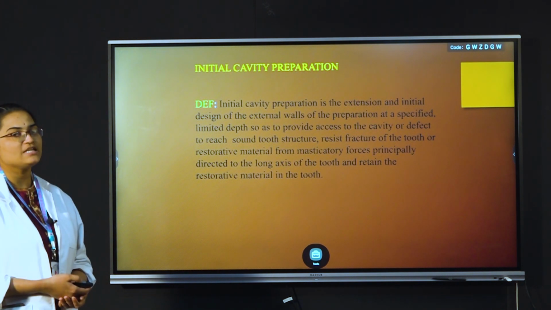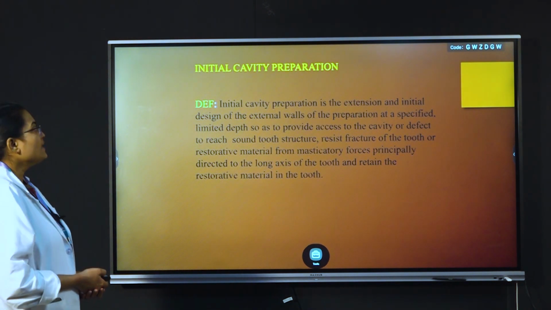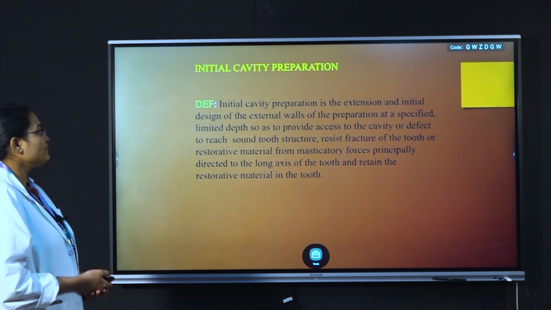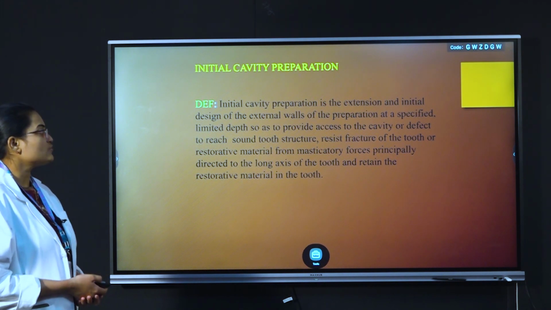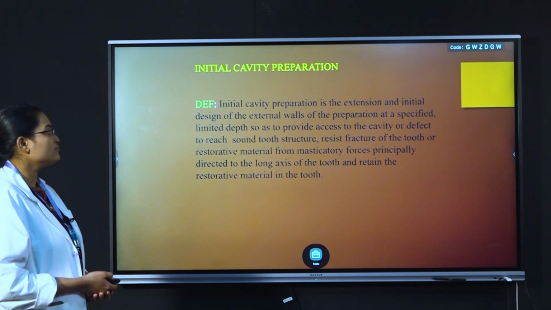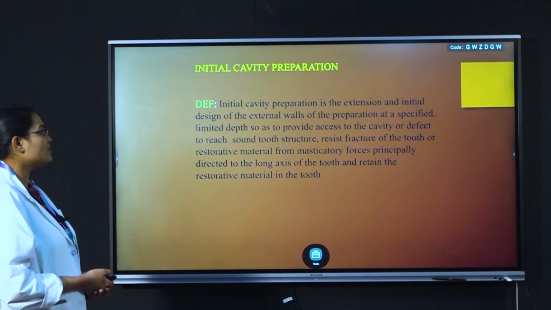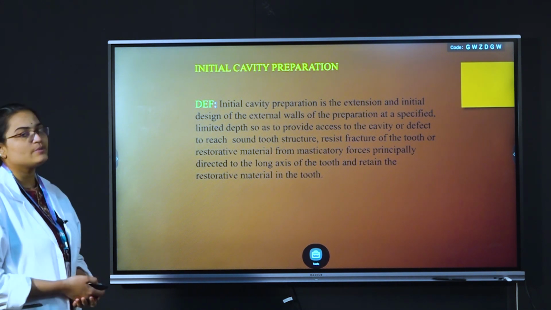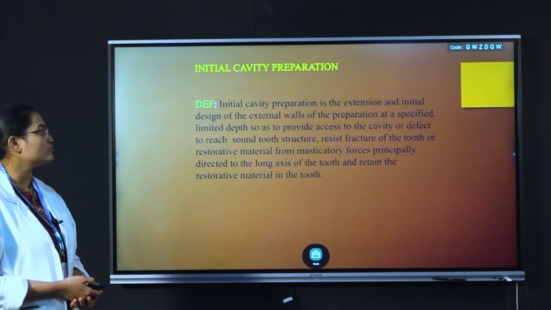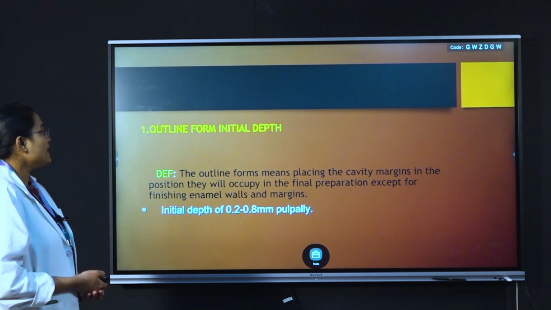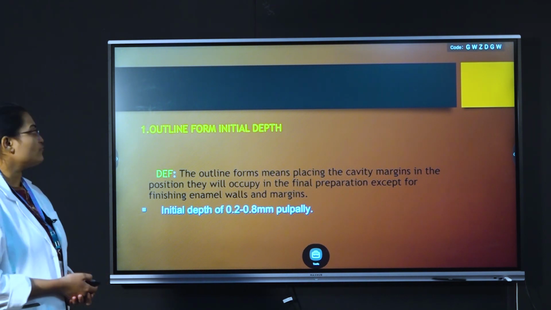The first step is initial cavity preparation. It is defined as the extension and initial design of the external walls of the preparation at a specified limited depth so as to provide access to the cavity or defect to reach sound tooth structure, resist the tooth from fracture or restorative material from masticatory forces principally directed along the long axis of the tooth, and retain the restorative material in the tooth. The first one is outline form and initial depth.